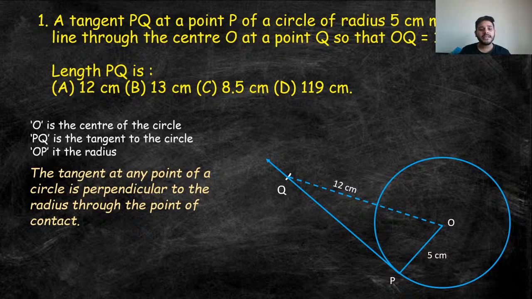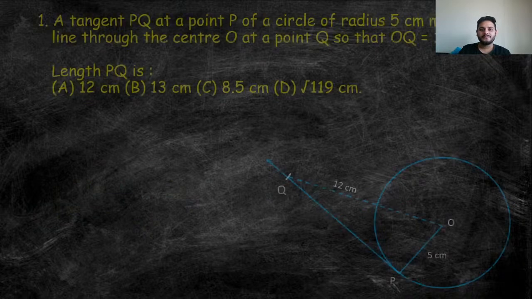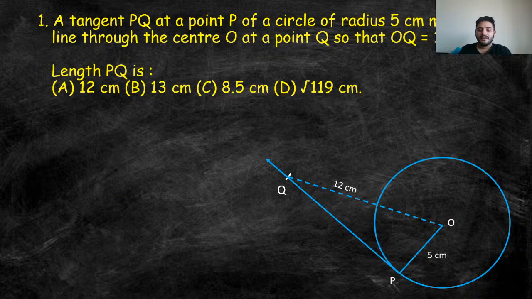We use the theorem that the tangent at any point of a circle is perpendicular to the radius through the point of contact. So we say that angle OPQ is nothing but 90 degrees. Once we have a right angle in front of us, what is the thing which will help us to calculate the missing value? Correct, it will be the Pythagoras theorem. Can you tell me what will be the equation of the Pythagoras theorem, which is the hypotenuse? QPO is the right angle triangle. Quickly tell me what will be the hypotenuse, and what will be the one side and the other side.